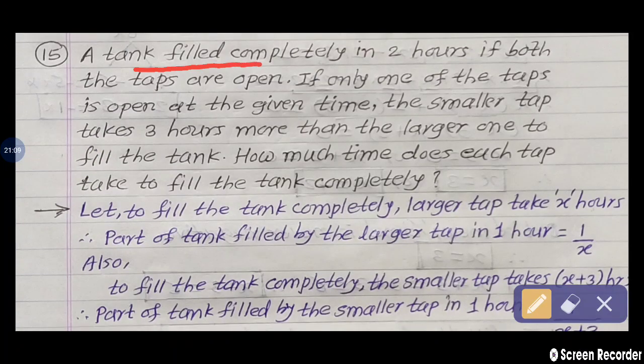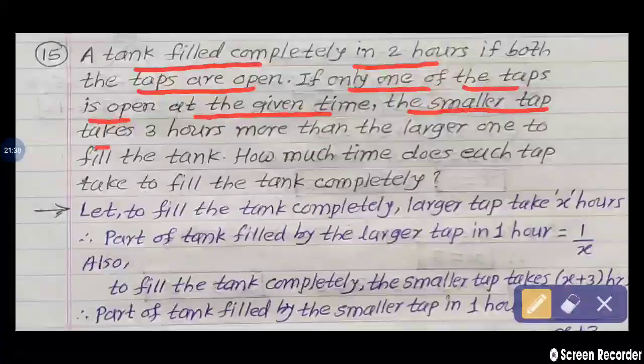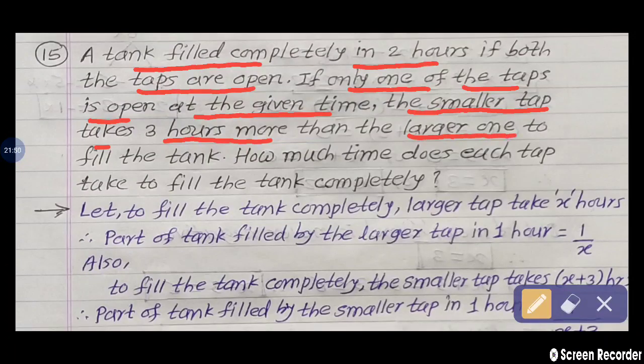A tank is filled completely in 2 hours if both the taps are open. Now some conditions are given in the next sentence. If only one of the taps is open at a given time, the smaller tap takes 3 hours more. Why? Because less water falls in the tank. The smaller tap takes 3 hours more than the larger one to fill the same tank.